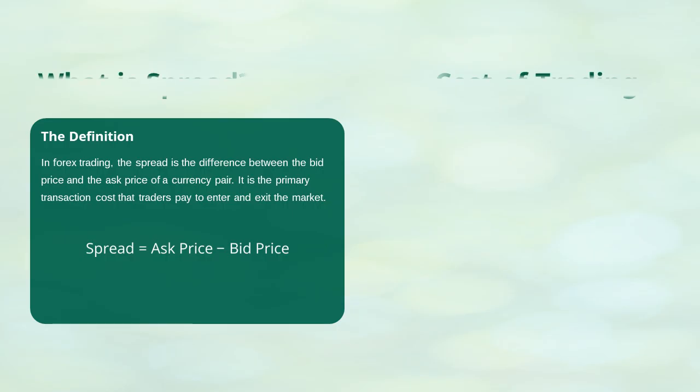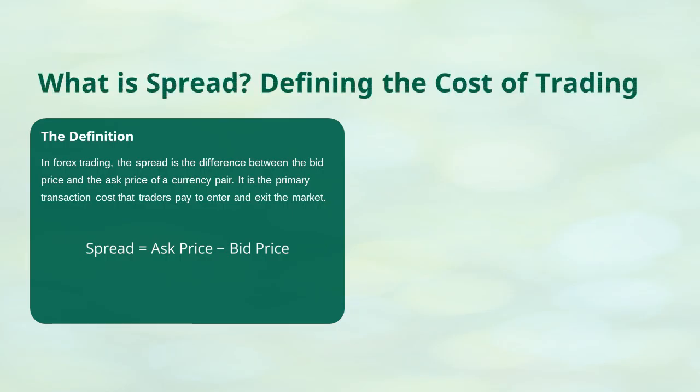Let's start with a fundamental question. What exactly is spread? In Forex trading, the spread is the difference between the bid price and the ask price of a currency pair. It is the primary transaction cost that you, as a trader, pay to enter and exit the market. But why does spread exist? Why can't we just trade at a single price like we do with stocks on an exchange? There are three main reasons.